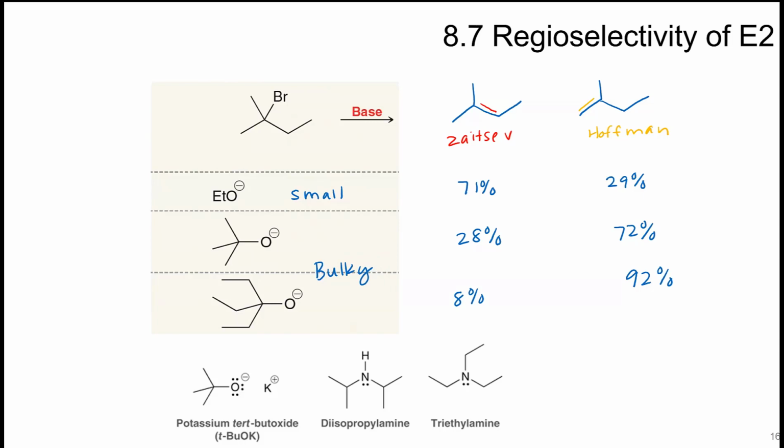If you have a small base, it will be considerate and think about what will be the most stable alkene, and it can take its time and find the proton to pick off that will give you the most stable alkene. A big bulky base just wants to get in there and grab any proton, and it wants to grab the one that's easiest to get to, which is one of these end ones, to give you the less stable product. Small base favors Zaitsev. A bulky base will favor Hofmann.